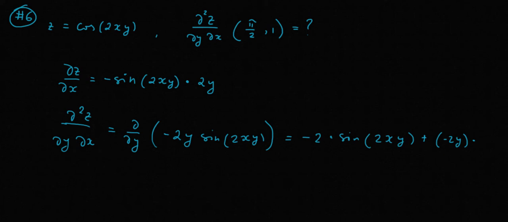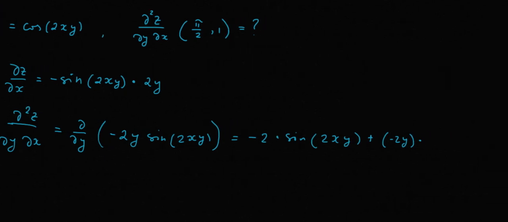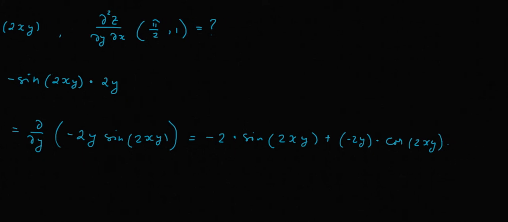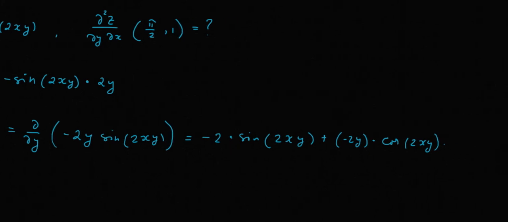And so taking all of that into consideration, we are going to get for the second term in the second derivative of z with respect to x and y, a negative 2y times cosine of 2xy multiplied by the derivative of 2xy with respect to y, and that's going to be 2x.